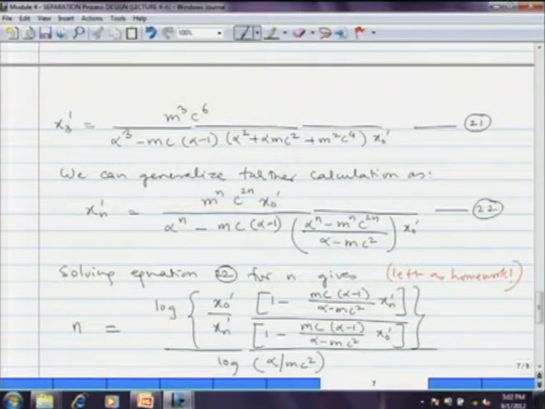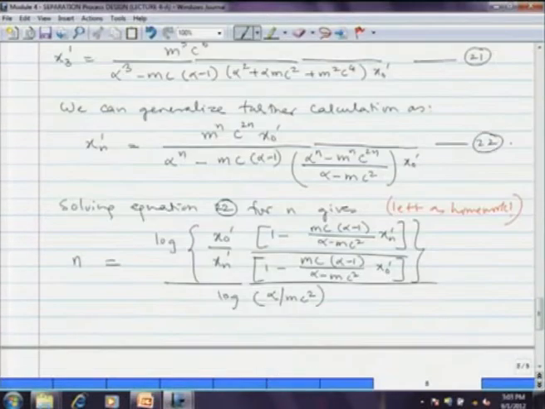Okay. So, generalizing this stepwise procedure, we can obtain a general equation as x n dash is equal to m raised to n c raised to 2 n into x0 dash divided by alpha raised to n minus m c into alpha minus 1 into the bracket alpha raised to n minus m raised to n c raised to 2 n divided by alpha minus m c square into x0 dash. You can rearrange expression 22; I am leaving this as homework, as I have written here, left as homework.